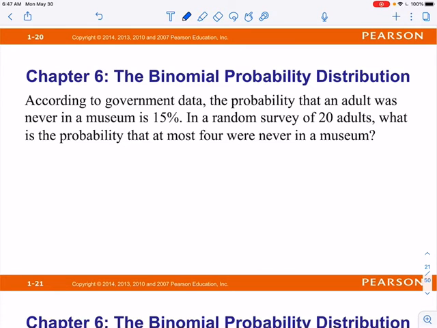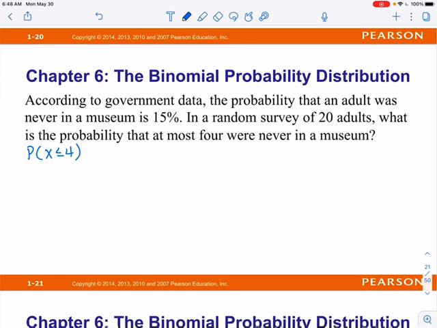So we're going to do, again, binomial. It's not an exact amount. It's going to be a less than or equal to. Let me write what it is. It's going to be the probability that X is less than or equal to 4. Okay, so we're going to do binomial CDF again.